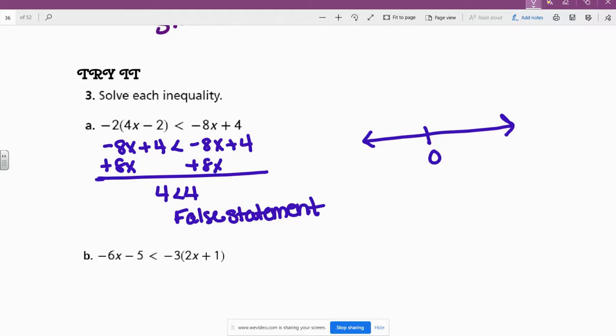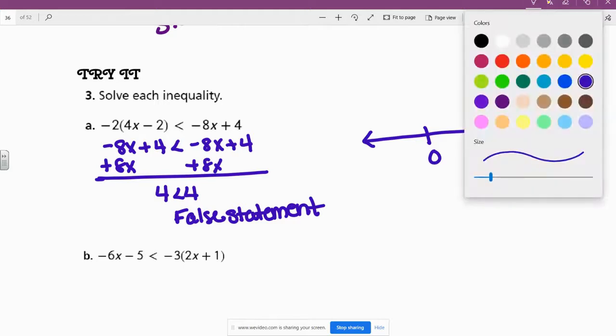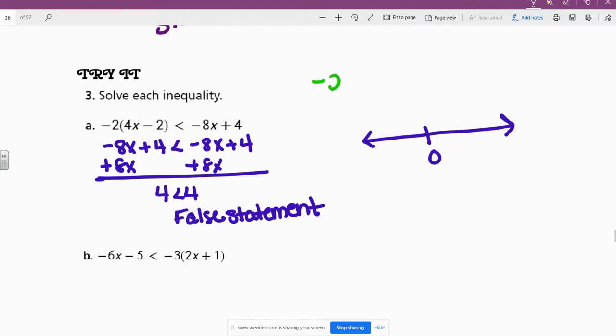You can check the 0 just to check, or let's have a little fun. Let's check with 1. So -2 times (4 times 1 minus 2). 4 times 1 is 4, minus 2 is 2, times -2 is -4. That's supposed to be less than -8 times 1 plus 4. So -8 times 1 is -8, plus 4 is -4. Again, we get a false statement, so I know that it's empty. And if you want to check -10 and 10, -20 and 20, you can, but anything you check will have no solution.